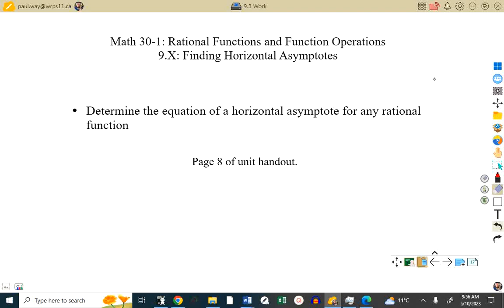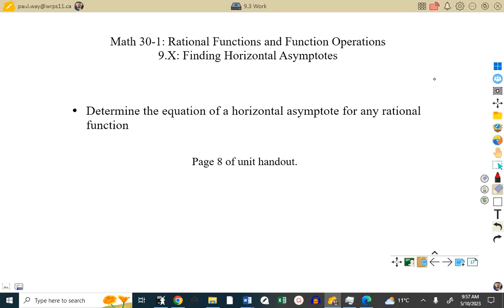We're actually doing two lessons here. One is just a very short lesson. I'm calling it 9.x, and the reason is that this topic, even though it's really important in this unit, for some reason isn't really touched on in your textbook. They kind of gloss over it as if it's obvious, maybe, or they don't really explain it.